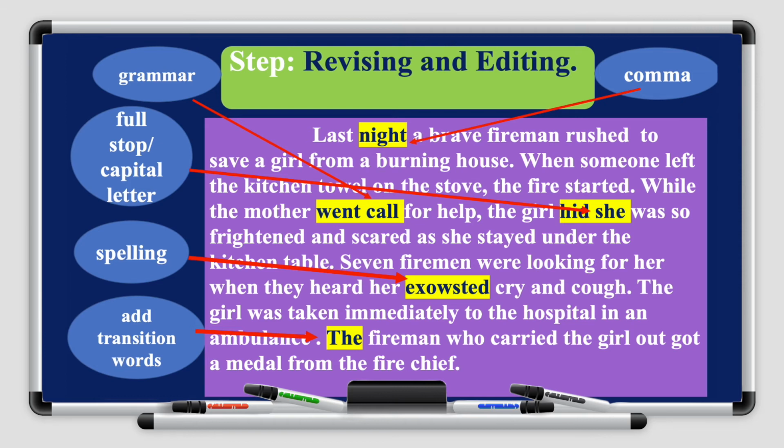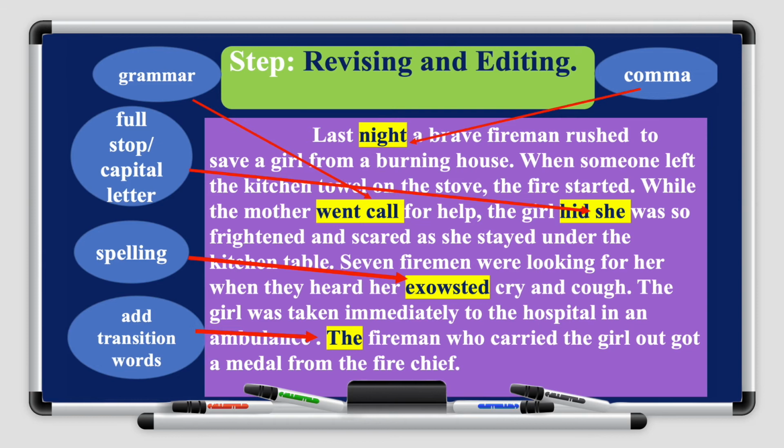While the mother went to call for help, the girl hid. She was so frightened and scared as she stayed under the kitchen table. 7 firemen were looking for her when they heard her exhausted cry and cough. The girl was taken immediately to the hospital in an ambulance. The fireman who carried the girl out got a medal from the fire chief.